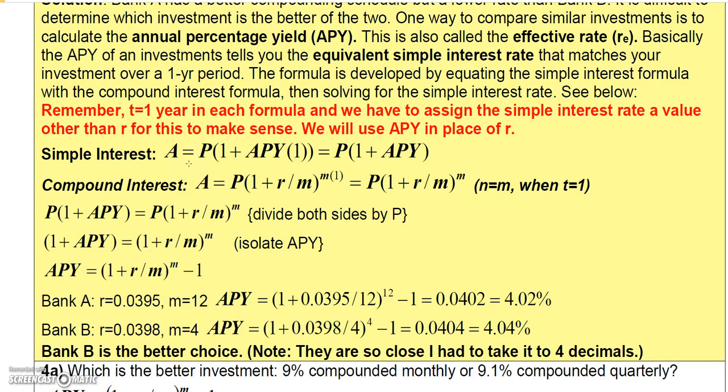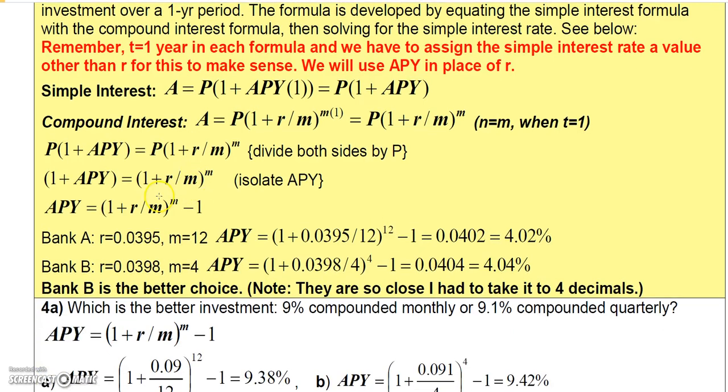The APY formula can be developed by setting the simple interest formula and the compound interest formula equal to one another, because the APY is really just the simple interest rate that will give you the same return as your compounded rate. So when we find the APY, we'll get the simple interest rate that's equivalent to our compound interest rate. Let me show you what I mean here.